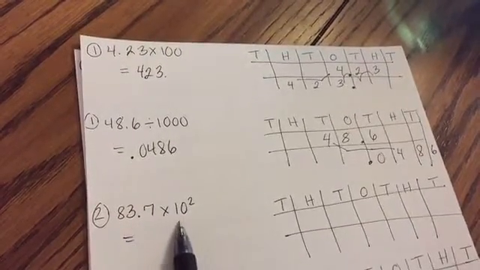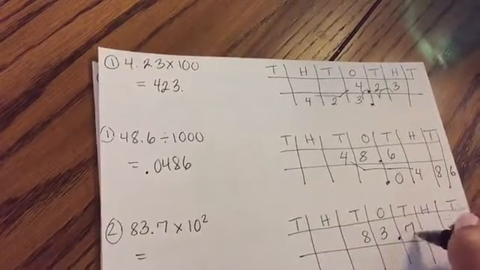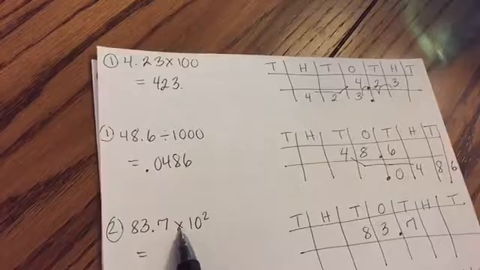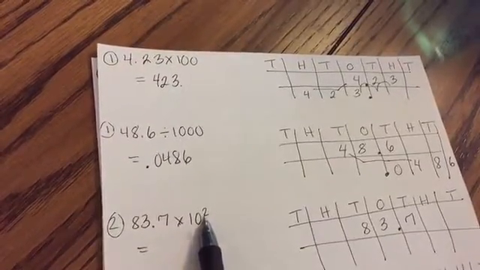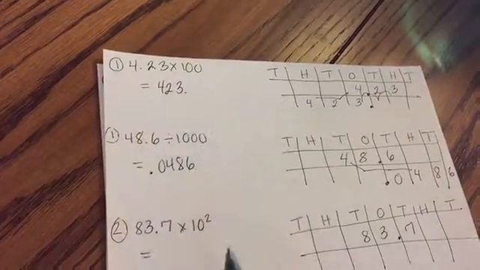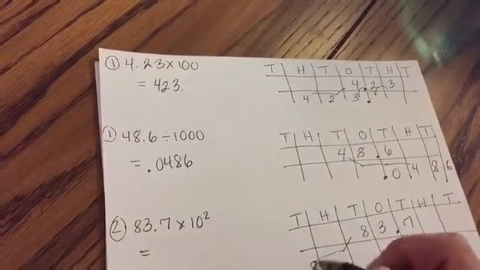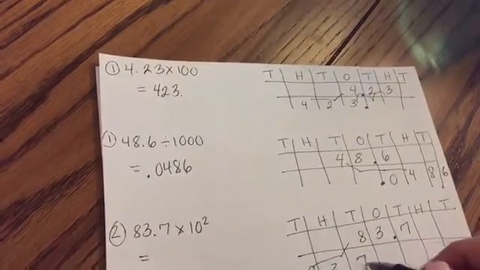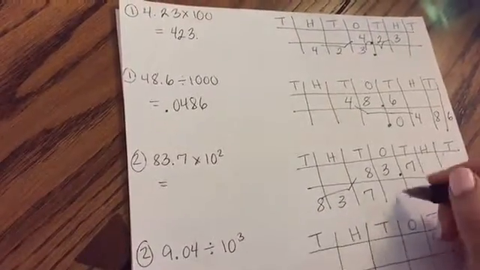Our next problem, it's the same idea, but rather than doing it with this whole number, we're going to express it with an exponent. So we'll put this number right here into our place value chart. Multiplication means we go to the left, and since the exponent is a 2, that means we're shifting twice, because 10 times 10 is 100. So just like up here we shifted twice, here we're shifting twice. So here we go, 1, 2. The 8 is now here, the 3, the 7. Our decimal stays in the same spot, and because we have a gap here, we need to put a 0.